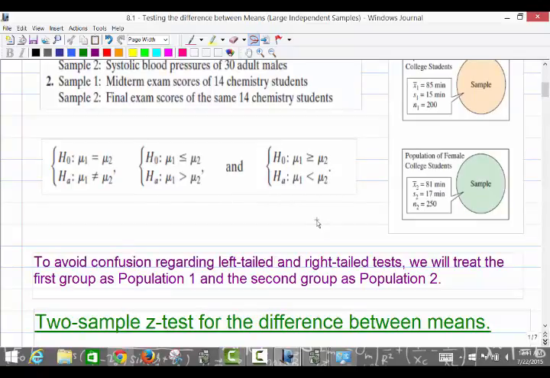Now, to avoid any possible confusion regarding left-tailed and right-tailed tests, we'll treat the first group that we see in a problem as the first population, and the second group as population 2. So you can plan on that for any kind of test question. We'll go with that idea, because this could be a little confusing for right and left-tailed tests if we didn't maintain some sort of order.